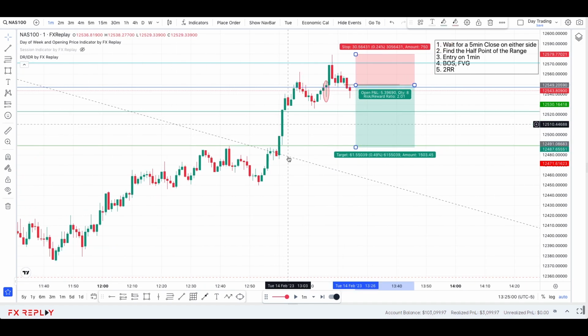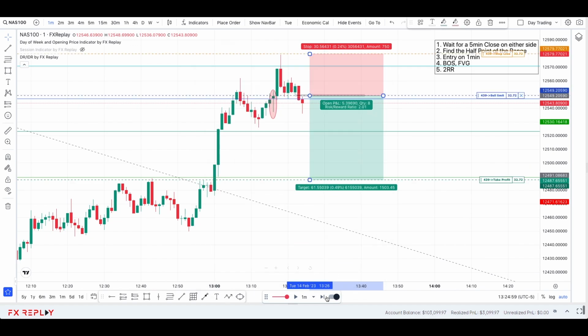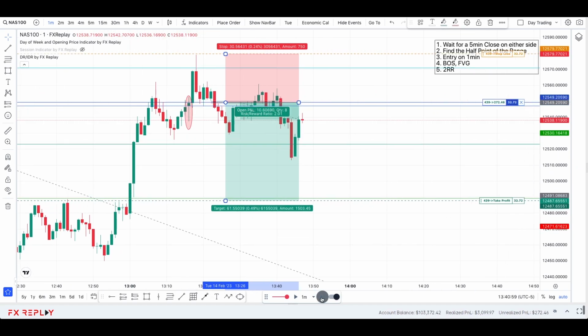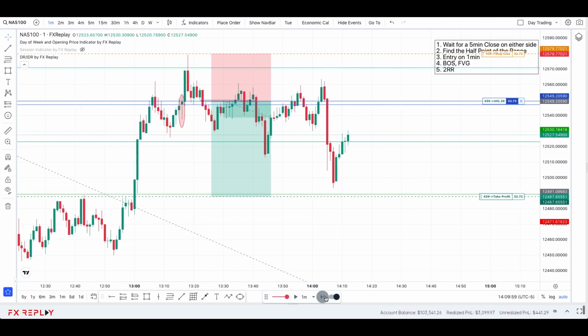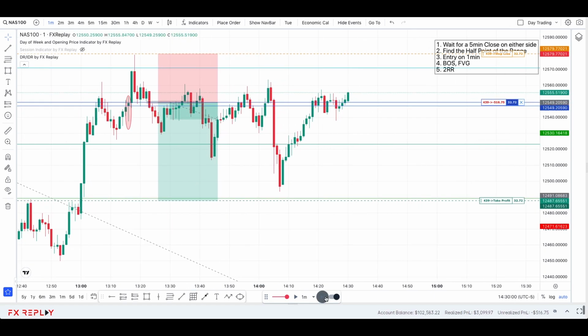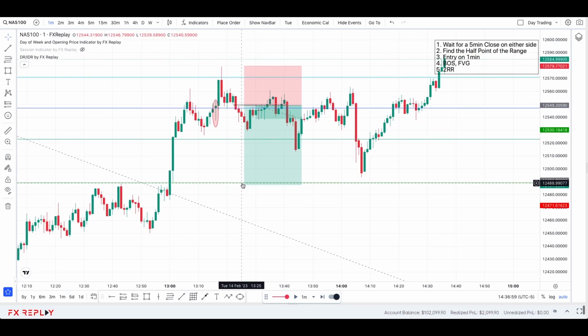I'm seeing all of those fair value gaps right there. Maybe you can fill them. So let's see. Almost to take profit right there. Let's see if we can get it. That one's pretty sad, to be honest.